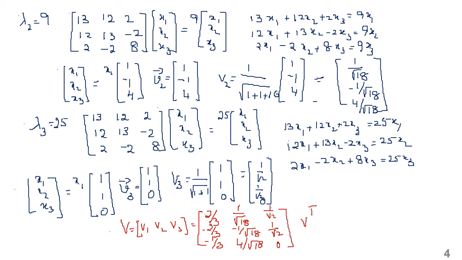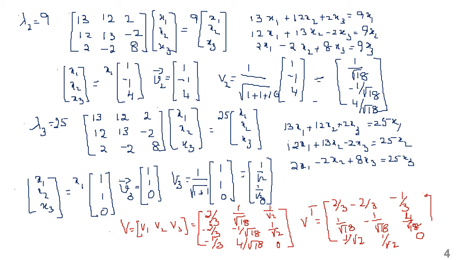But we want V transpose, so V transpose is given by 2 by 3, minus 2 by 3, minus 1 by 3, 1 by root 18, minus 1 by root 18, 4 divided by root 18, 1 by root 2, plus 1 by root 2, 0. So that will give us V transpose.